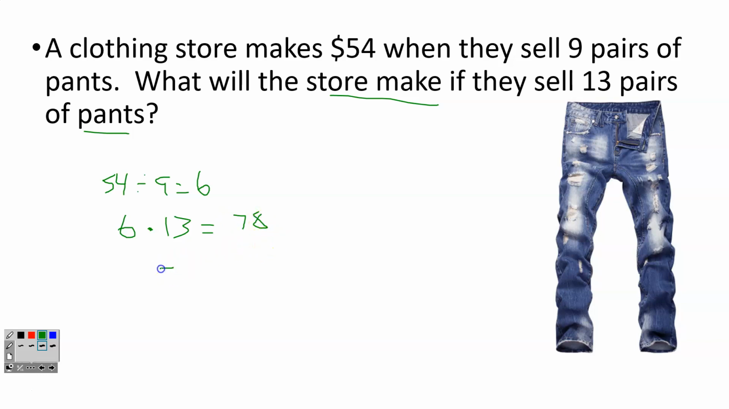If you set it up as a ratio, you would have your cost over your pants, so 54 over 9 equals something over 13. You would multiply the numbers that are diagonal, so 54 times 13, and then divide it by the 9, and you end up with an answer for x of 78.